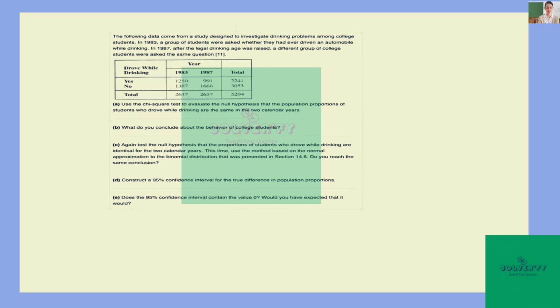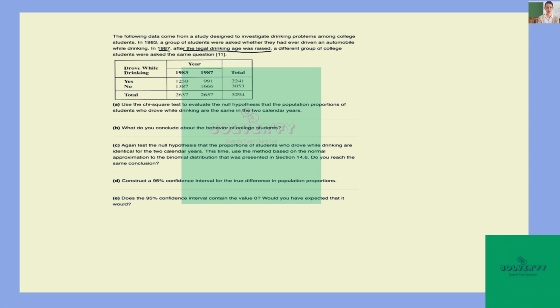Okay, so I see that you need help with this question, and it says the following data come from a study designed to investigate drinking problems among college students. In 1983, a group of students were asked whether they had driven an automobile while drinking. In 1987, after the legal drinking age was raised, a different group of college students were asked the same question. So in 1987, the legal drinking age was raised. Use the chi-square test to evaluate the null hypothesis that the population proportions of students who drive while drinking are the same in the 2 calendar years.